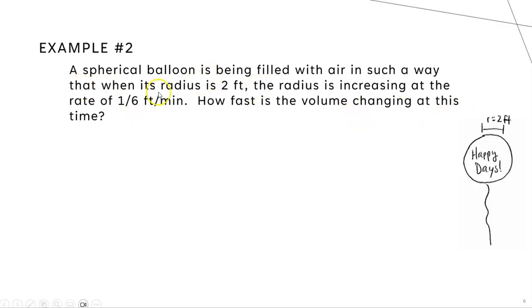As you do these problems, it might be helpful to underline important pieces of information, like the radius is 2 feet. The radius is increasing at the rate of 1/6 of a foot per minute. The foot per minute is a giveaway that this is a rate of change right here. And then what are we trying to find?